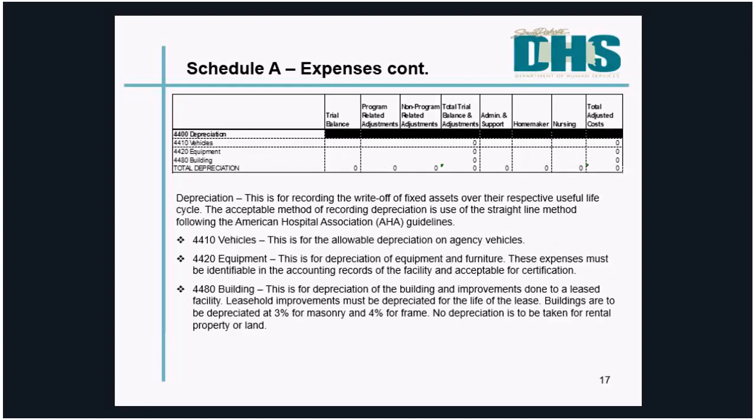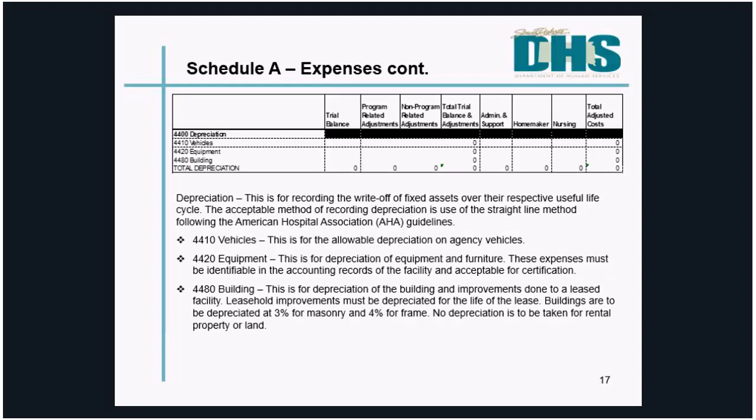We'll continue on to depreciation. This is for fixed assets, anything over $5,000 and a useful life of greater than 1 year, you must depreciate. You can depreciate assets under that amount, but it has to have a useful life of greater than 1 year. You need to use the straight line method of depreciation, and you must follow the American Hospital Association guidelines, the most recent guidelines. Keep that in mind, especially with your accounting staff, that they need to follow these. These are requirements.